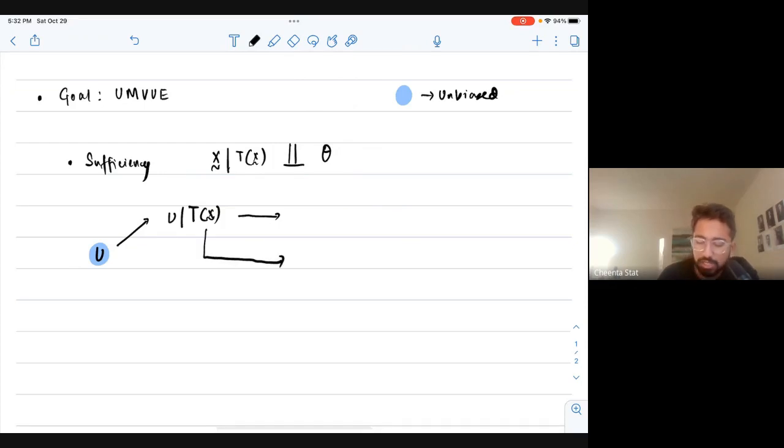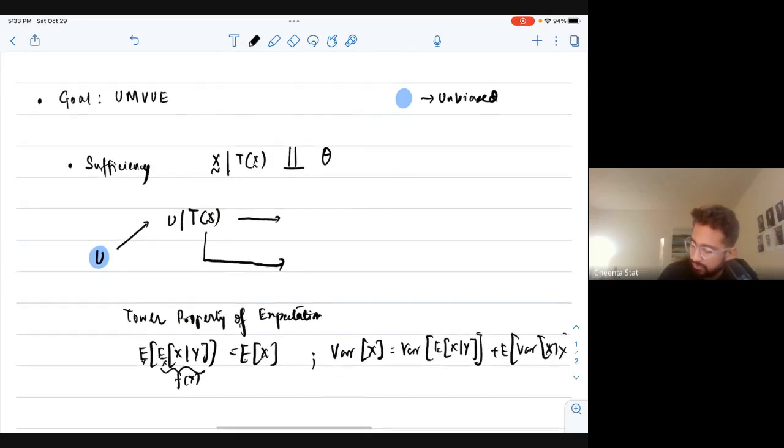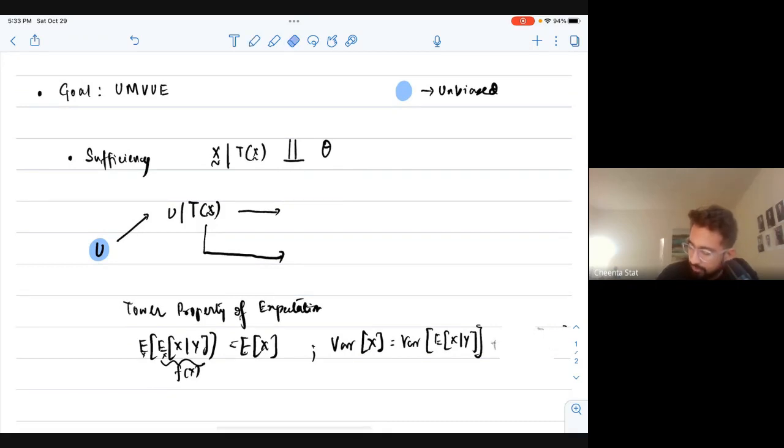We'll use the tower property of expectation, also called the smoothing property of expectation, or Adam and Eve's law, which says that the expectation of E[X given Y] is the expectation of X. The outer one is taken over Y, because the inner is a function of Y. And the variance of X is nothing but the variance of the expectation of X given Y, plus the expectation of the variance of X given Y.